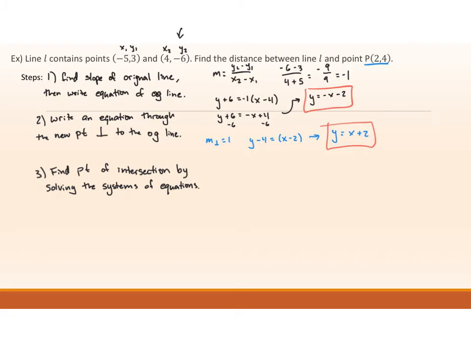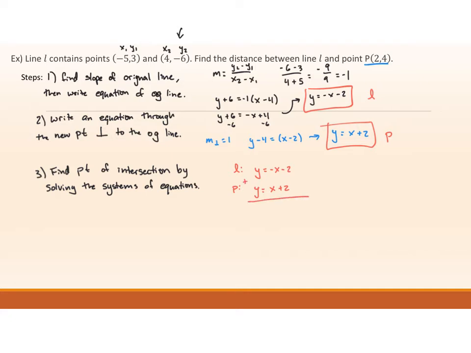So I'm going to take line L, and then I'm going to name this new one line P, and I'm going to set them up like this. So L goes first, and I have y is equal to negative x minus 2, and then y is equal to x plus 2. And remember, when you're solving systems, all you need is one variable to have the same number and opposite signs. And as I look at this, I see my x's are the same number and opposite signs.